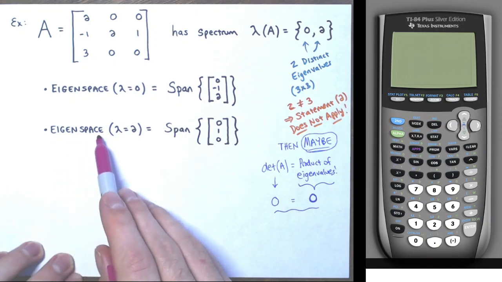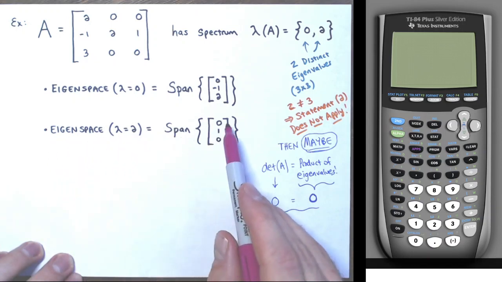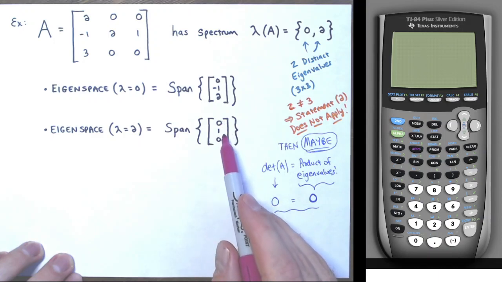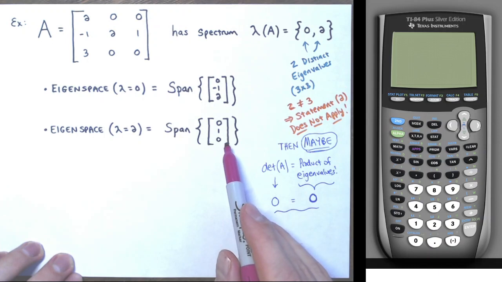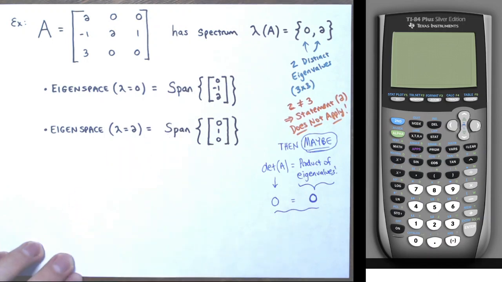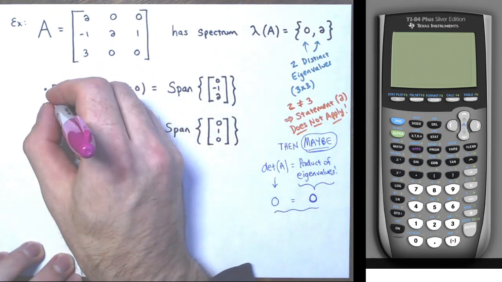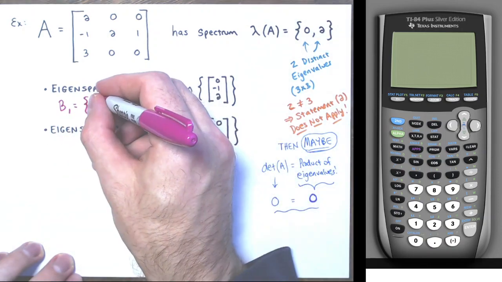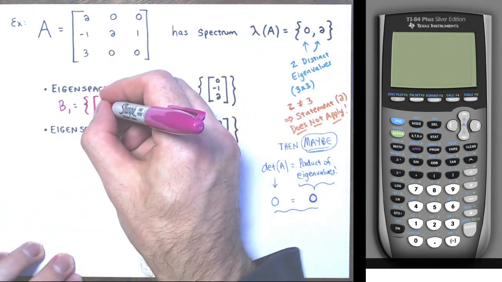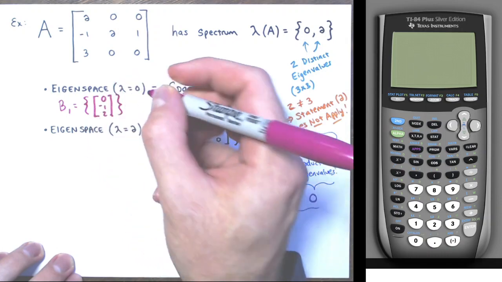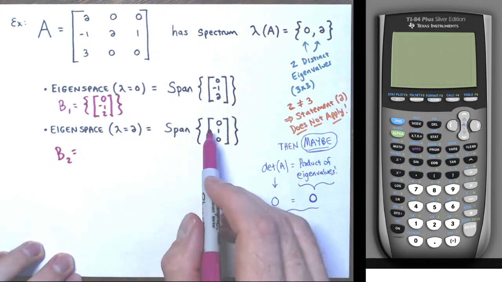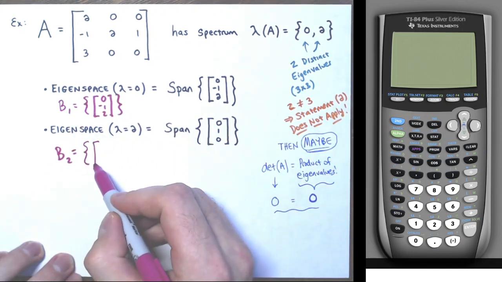And then the eigenspace for lambda equals 2 is the span of the vector 0, 1, 0. So every non-zero multiple of 0, 1, 0 is an eigenvector of 2. And again, you just pop in the 0 vector, and then you've got the eigenspace. So the bases: B1, the basis for this first eigenspace, is just the set with the vector 0, negative 1, 2. And B2, a basis for this second eigenspace, is the set with the vector 0, 1, 0.